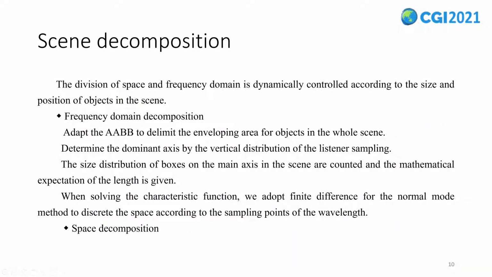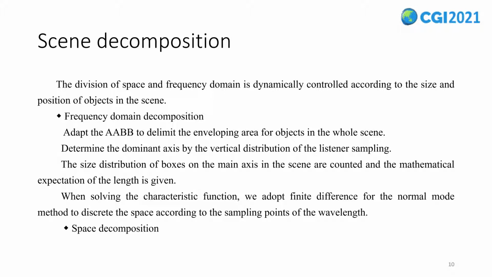The division of space and frequency domain is dynamically controlled according to the size and the position of objects in the scene. Frequency domain decomposition. Adapt the AABB to delimit the enveloping area for objects in the whole scene. Determine the dominant axis by the vertical distribution of the listener sampling. The size distribution of boxes on the main axis in the scene are counted, and the mathematical expectation of the length is given.